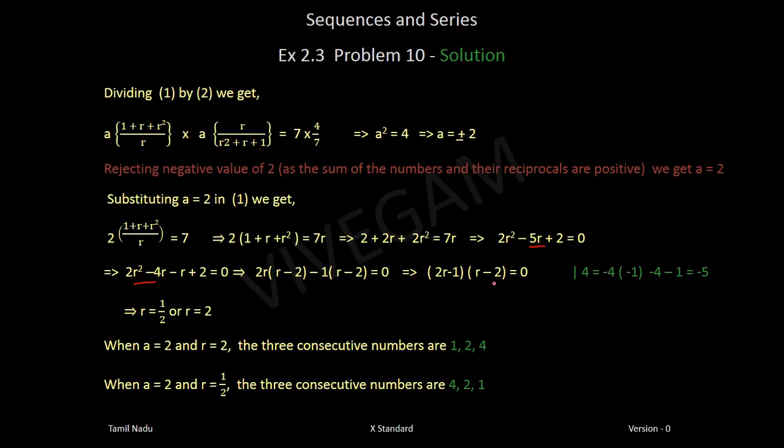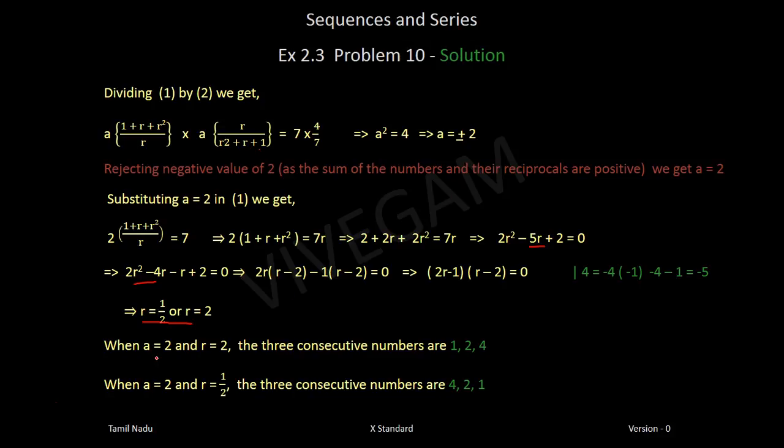Now, the product of two terms equal to 0, either one of them will be 0. So when this is 0, r equal to 2. When this is 0, 2r will be equal to 1 and r will be equal to half. So r has got two values. Now if you recollect, had we taken a as minus 2, this is not going to work out this way. So that's the reason we rejected that minus 2 there.